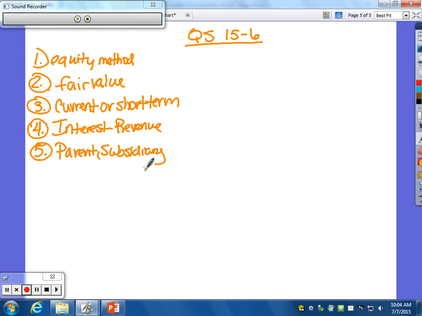Problem 15-1A. So again, exercise 15-1, 2, and 3. Exercise 15-7. Exercise 15-9, 10. And then problem 15-1A.